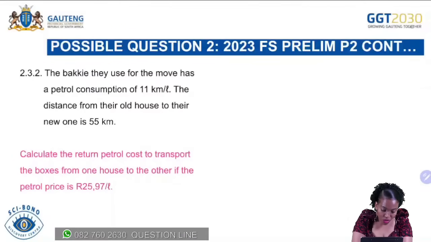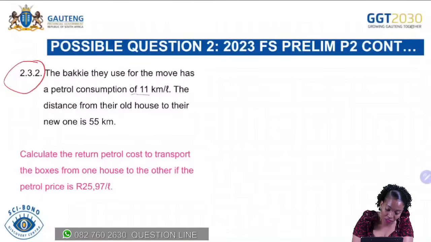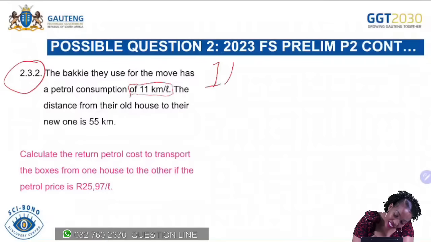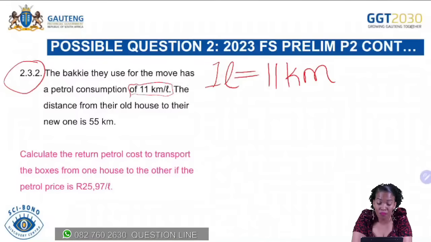Calculate the return petrol cost to transport the boxes from one house to the other if the petrol price was 25 Rand 97 cents. So this is the question. It comes from the statement that the buggy they use to move has a petrol consumption of 11 kilometers per liter. What does this mean? It means that with 1 liter, you can travel a distance of 11 kilometers.